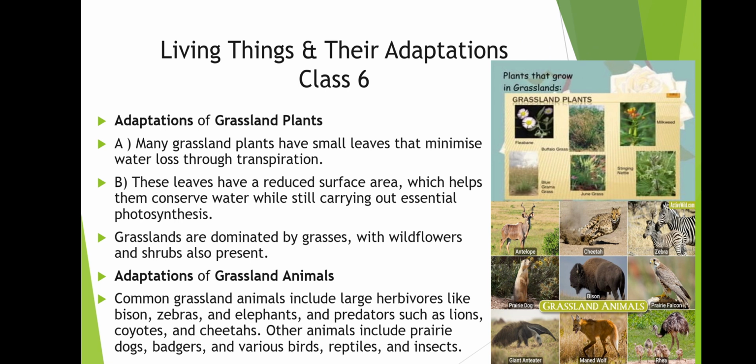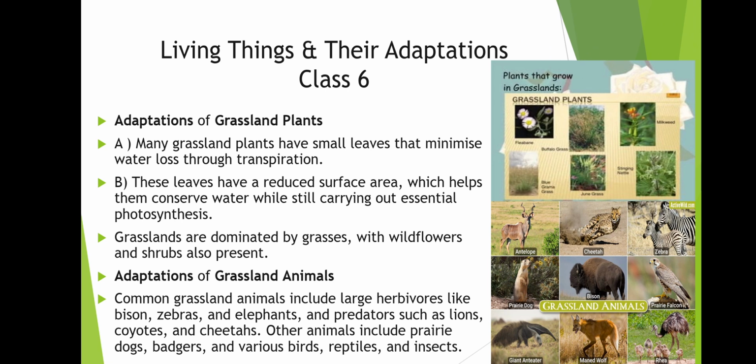Adaptation of grassland animals. Common grassland animals include large herbivores like bison, zebras, and elephants, and predators such as lions, coyotes, and cheetahs. Other animals include prairie dogs, badgers, and various birds, reptiles, and insects. So you can see in this picture grassland plants as well as the grassland animals. Zebra is also a grassland animal.